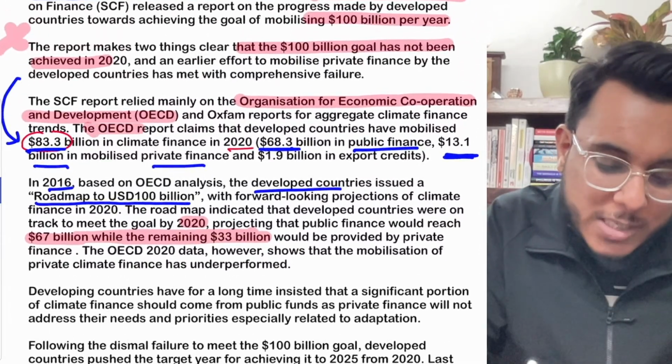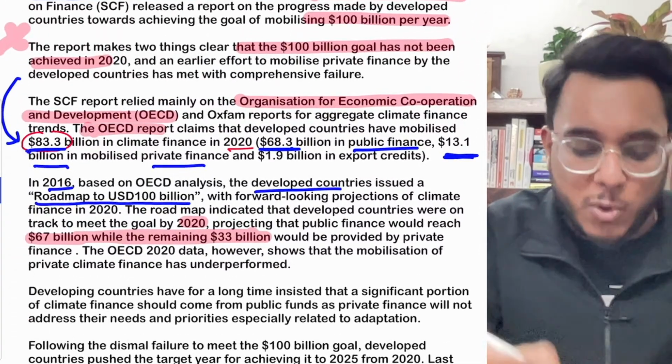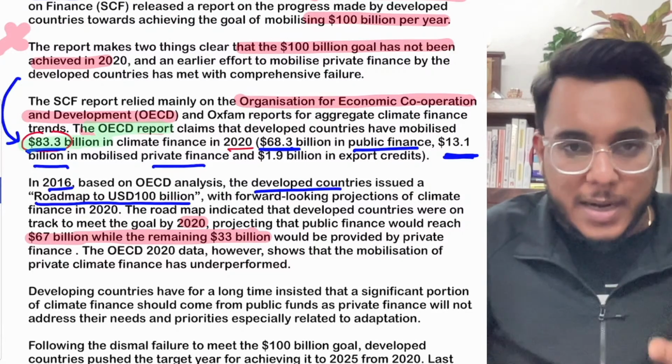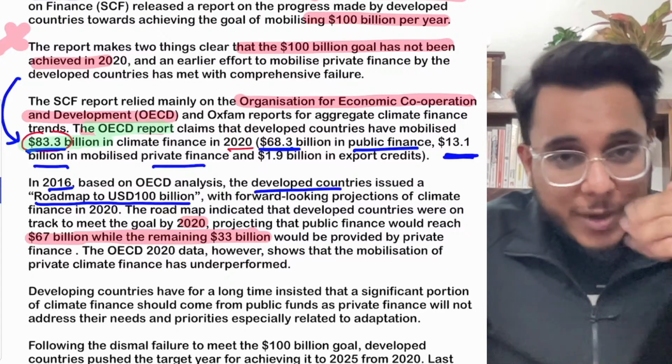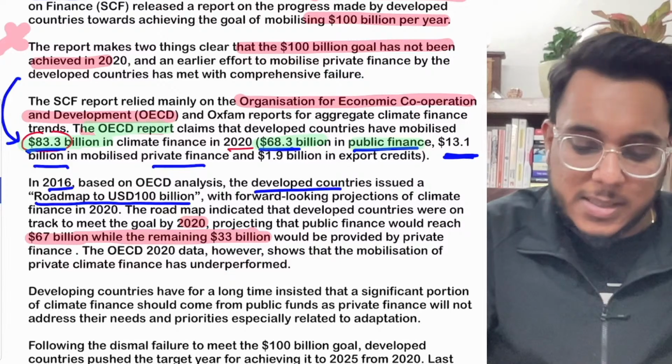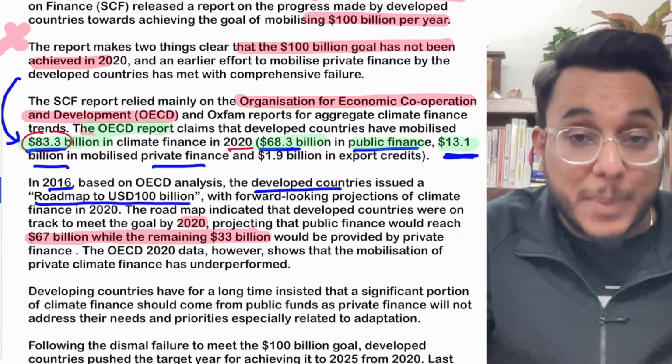If I tell you the OECD report that we discussed just a few minutes back, the OECD report provided that $83.3 billion had come in 2020. Now, what is the breakup? The breakup is that $68.3 billion had come from public finances and the remaining, majorly, had come from private finances.